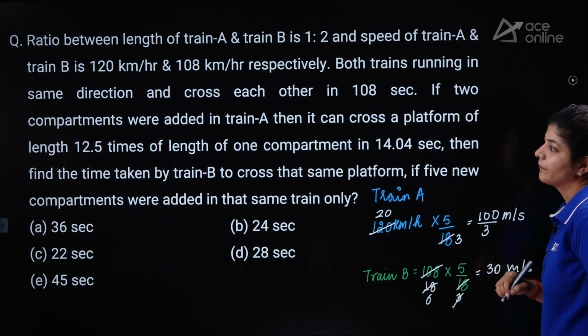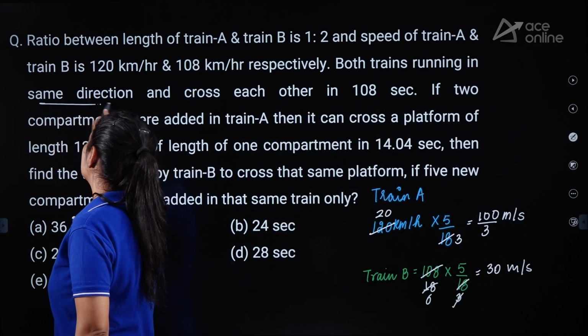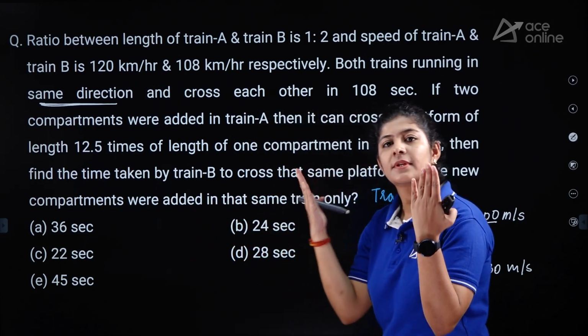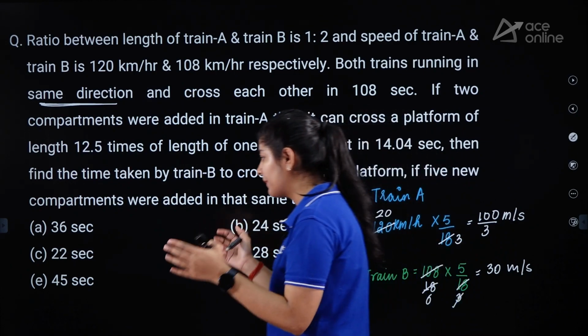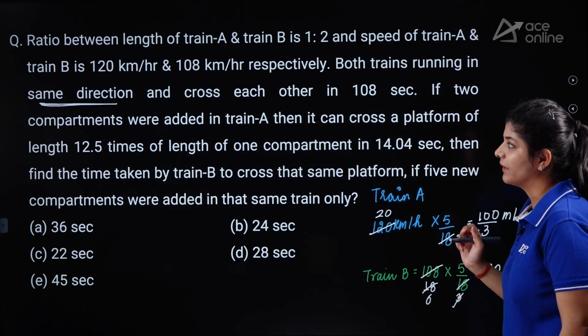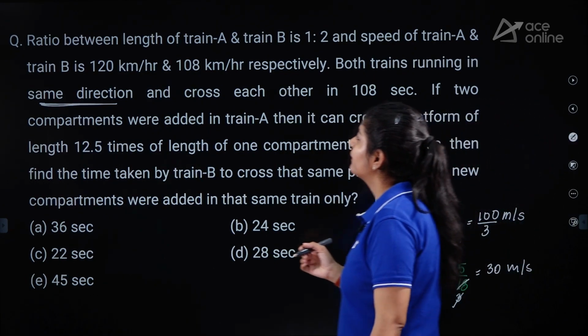Is it clear? Okay. Now the question says that they both are moving in the same direction. If they are moving in the same direction, then the same thing subtracts each other. So here we are going to use the concept of relative speed as well. First, let's start with the data that we have.